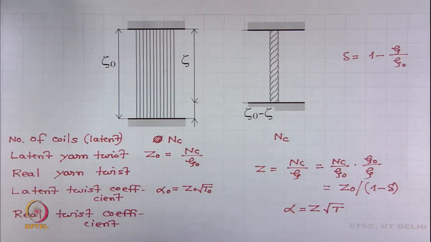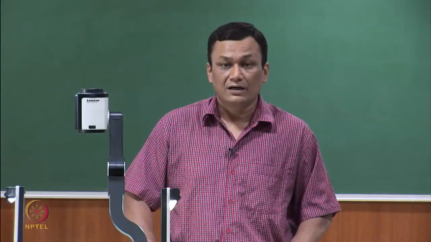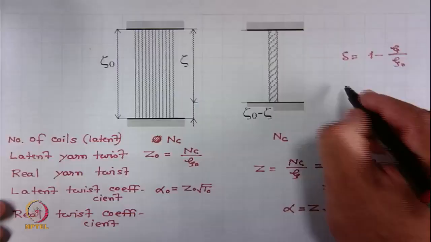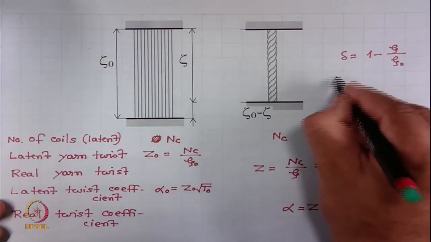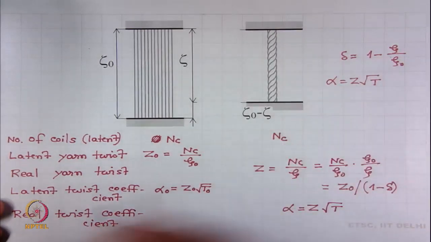Okay. What is the relation between latent twist coefficient and real twist coefficient? What is the relation between alpha naught and alpha? Let us establish that. So, alpha is z root t. Let us substitute.